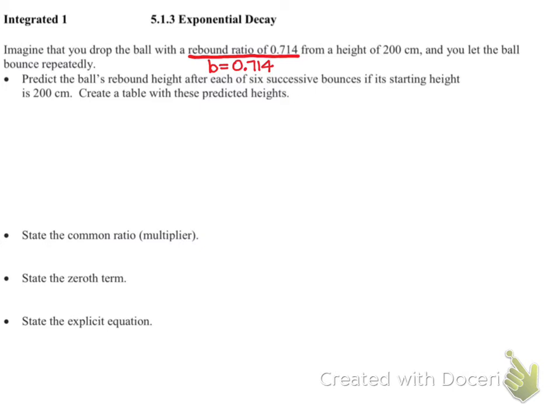From a height of 200. Okay, from a height of 200. So that means that the ball has bounced 0 times. So 0 bounces. And it's got a height of 200 centimeters. Okay, if it has 0 bounces, height of 200, I think this is my 0th term because it hasn't gone anywhere yet. And I let the ball bounce repeatedly.